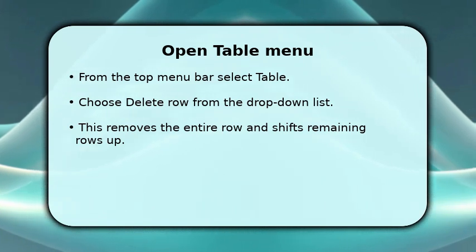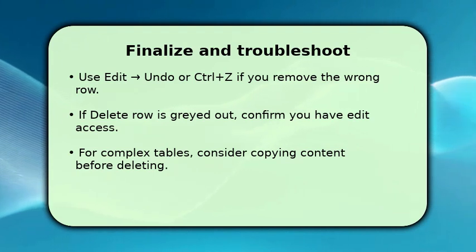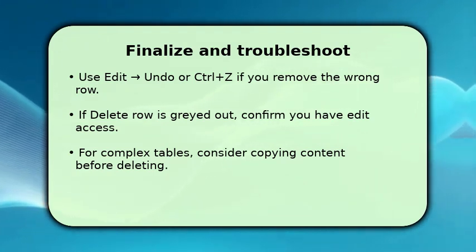After deleting, scan adjacent rows to confirm table structure remains correct. If you remove the wrong row, undo immediately via Edit, then Undo, or Ctrl+Z. That reverses the deletion cleanly.